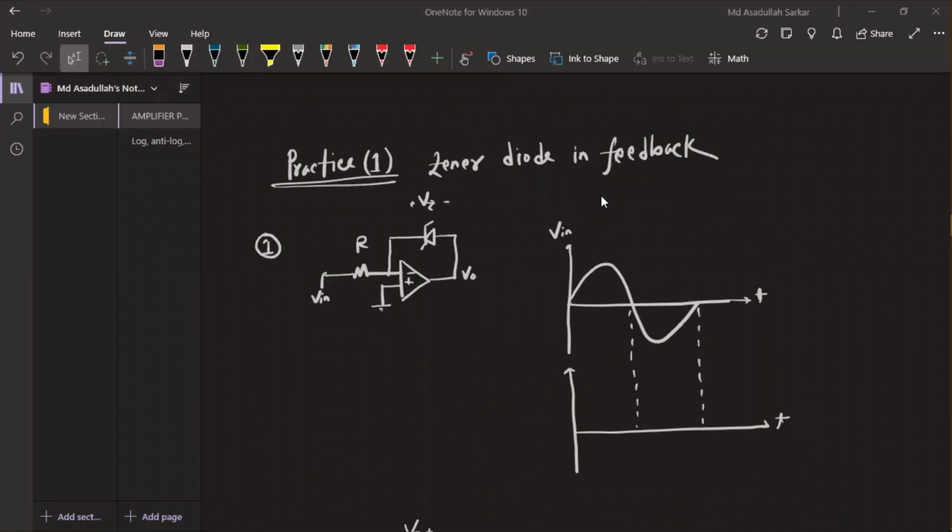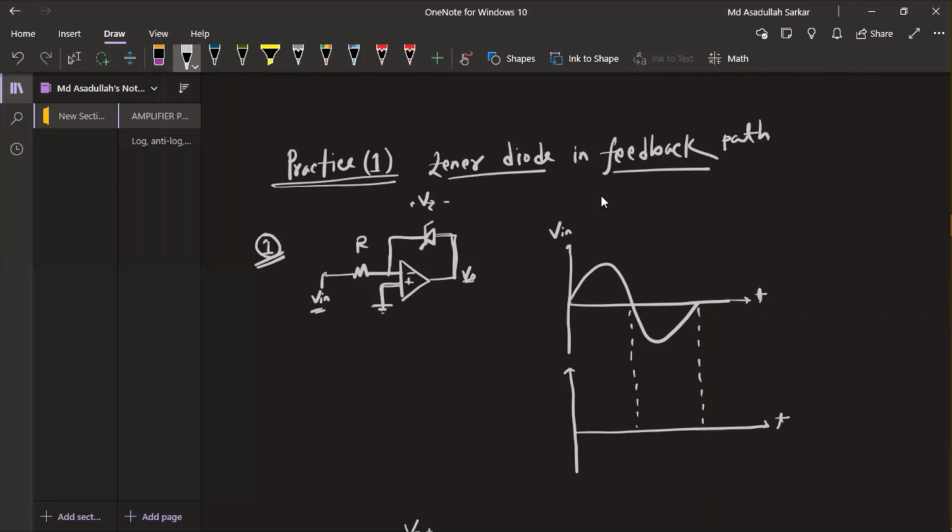Hello everyone. Today we'll discuss an op-amp circuit in which a zener diode is in the feedback path. We will discuss it in two cases. For the first case, the zener diode is connected in the feedback path, and this is our V output. This is V input, and our non-inverting input is directly grounded.